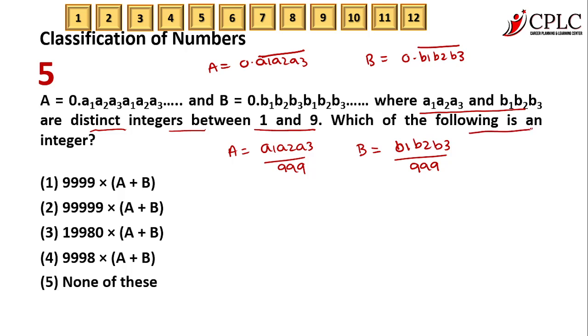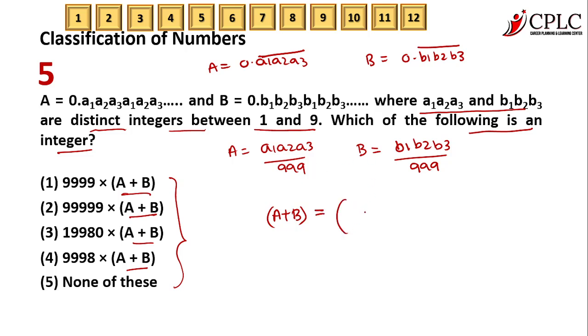And now they are asking which of the following is also an integer. And now we have to take help of the options. There is something common in all the options that you would see, and that is A plus B. So that is how we come to know we should also be doing A plus B. If you do A plus B, we have to add these two.